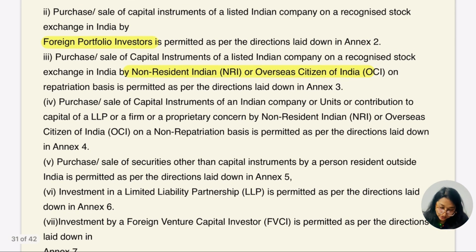Purchase, sale of the capital instrument of Indian company or the contribution to the capital of LLP, a firm or proprietor concern, by whom? The non-resident Indian or the overseas citizen of India on non-repatriation basis is permitted as per the guidelines laid down in annex 4. सेम चीज़ें जो पढ़ी है ना, सारी वही चीज़ बोल रहे हैं, अपने को सब पता है.